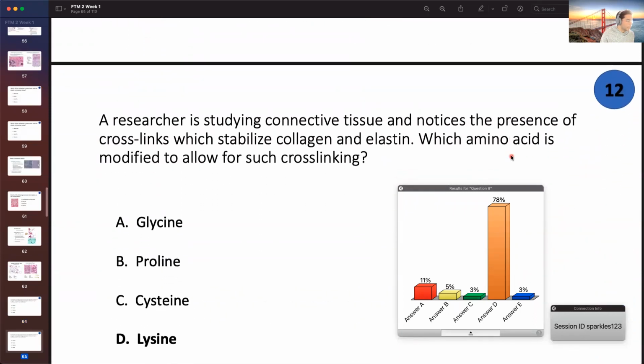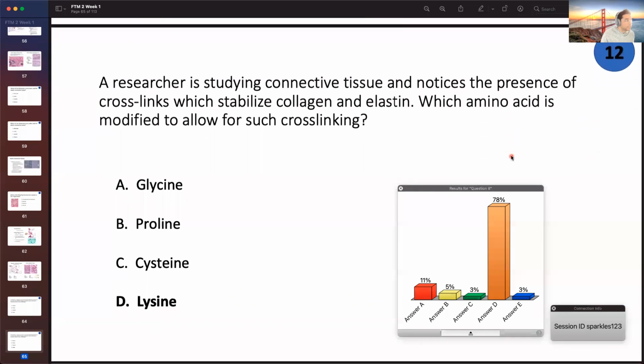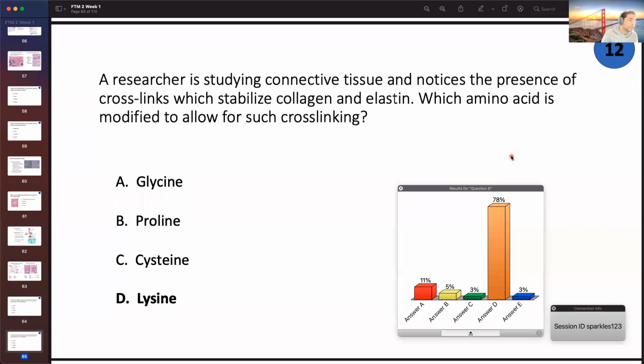Awesome. So you guys picked D, and that is correct. So a researcher is studying connective tissues and notices the presence of cross-links which stabilize the collagen and elastin. Which amino acid is modified to allow for such cross-linking? It is lysine. What's happening with lysine here, guys? What does lysine do?